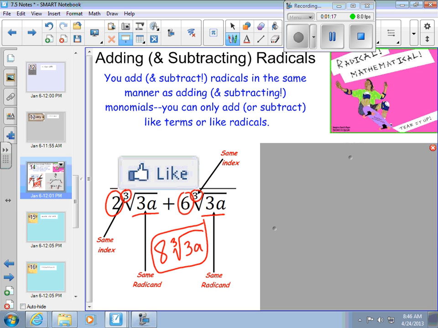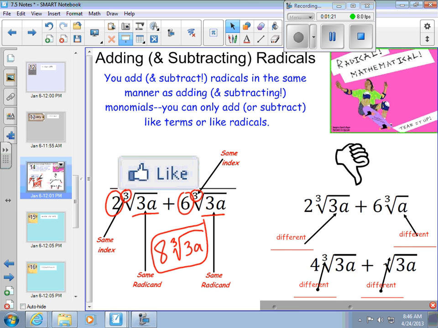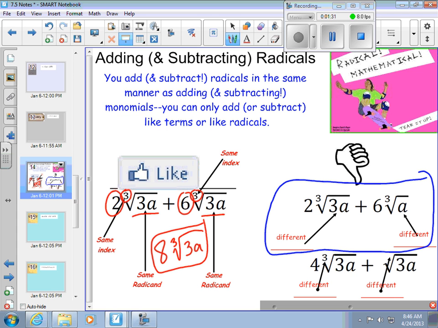Here are some examples of things you could not add together. In our first example here, we cannot add these together because they have a different radicand. The stuff underneath the square root is different. Here it's a, here it's 3a. You have to have exactly the same radical in order to add them together. So these two can't do it.